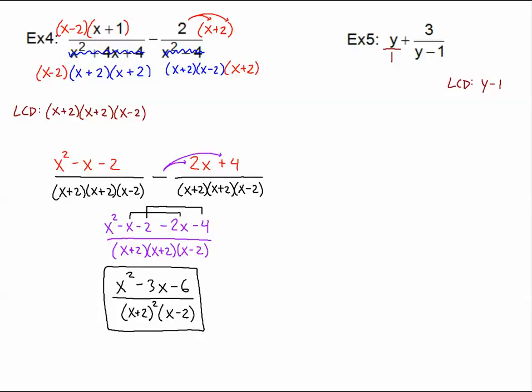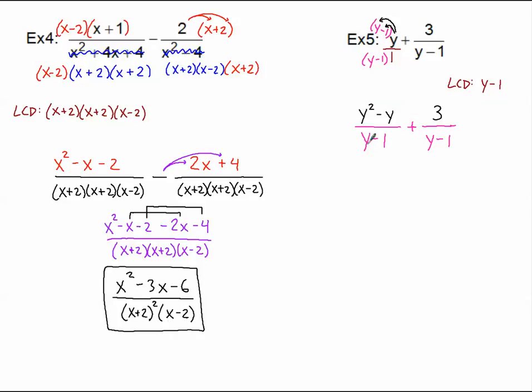Since that's the factor that's missing in this first fraction, I'm just going to multiply y minus 1 to the numerator and the denominator. Now I'll have two fractions, each with a denominator of y minus 1. The second fraction actually didn't even change. So I'll put that numerator there. The first fraction, I'm going to distribute this y here and here. Y times y is y squared, and y times negative 1 is negative y.